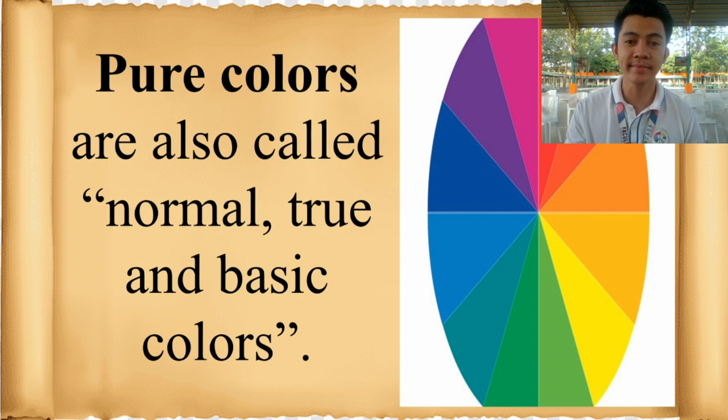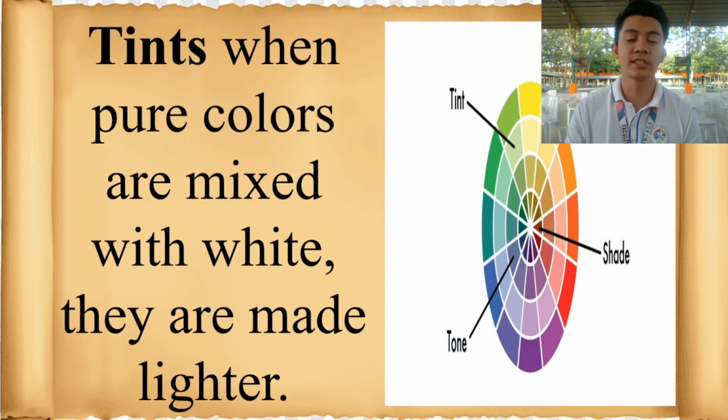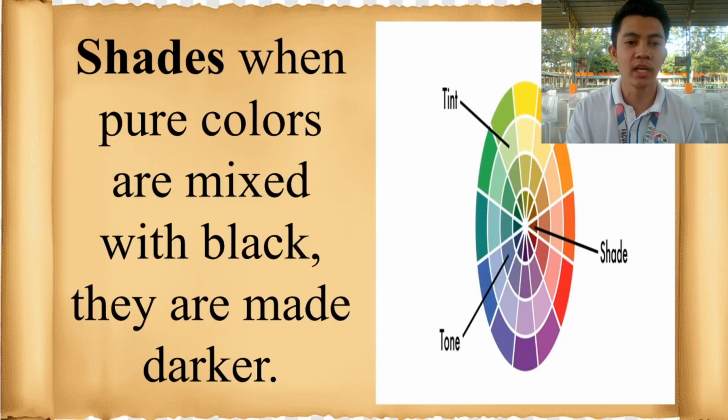Ayan. Next, tints. When pure colors are mixed with white, they are made lighter. Paano yun? Like for example, when white is added to red, you have pink. In other words, pink is a tint of red. Ayan. The more white you add, the lighter the pink will be. Ayan. No? Next. Shades.